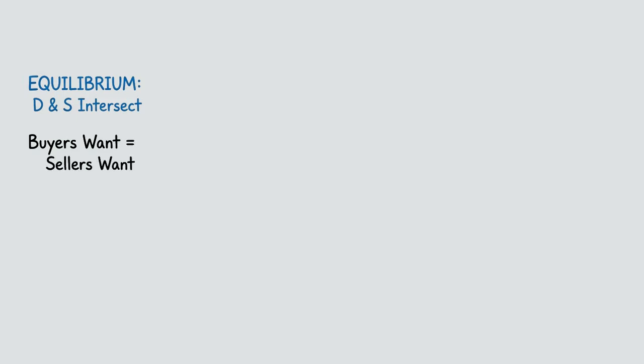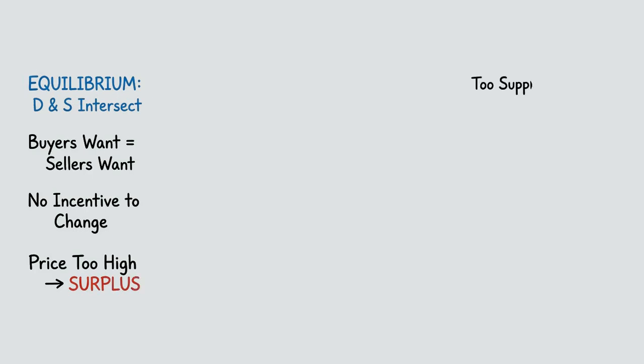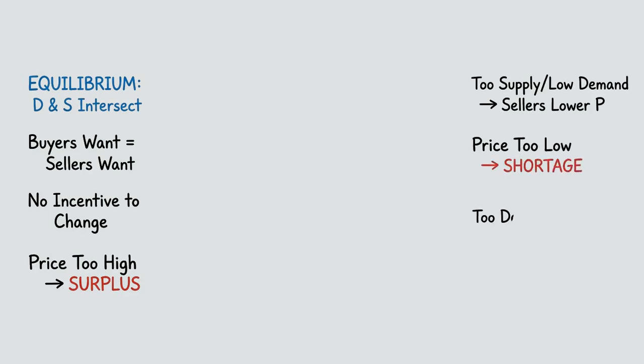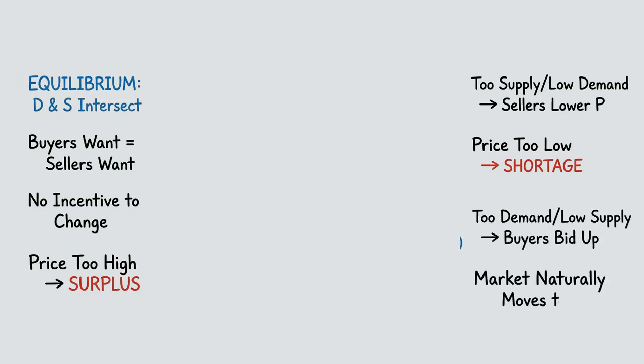Now, let's talk equilibrium. That's where the demand and supply curves intersect. At that price, the quantity buyers want to buy equals the quantity sellers want to sell. No one has an incentive to change their behavior. If the price is too high, there's a surplus. Too much supply, not enough demand. Sellers lower prices. If the price is too low, there's a shortage. Too much demand, not enough supply. Buyers bid prices up. The market naturally moves toward equilibrium.